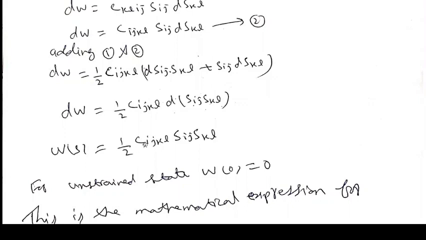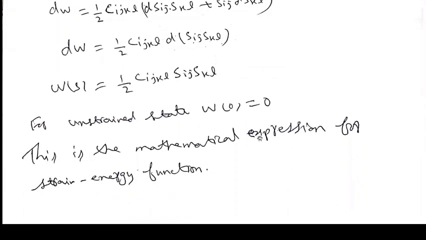So it means that if these are constant, then your strain energy function is only depending on strain, as its name says, strain energy function. So it must depend only on S, the strain. For the unstrained state, when we have no strain, W must be 0. Otherwise, in general, this is positive. Energy is positive. So this is the mathematical expression for the strain energy function.